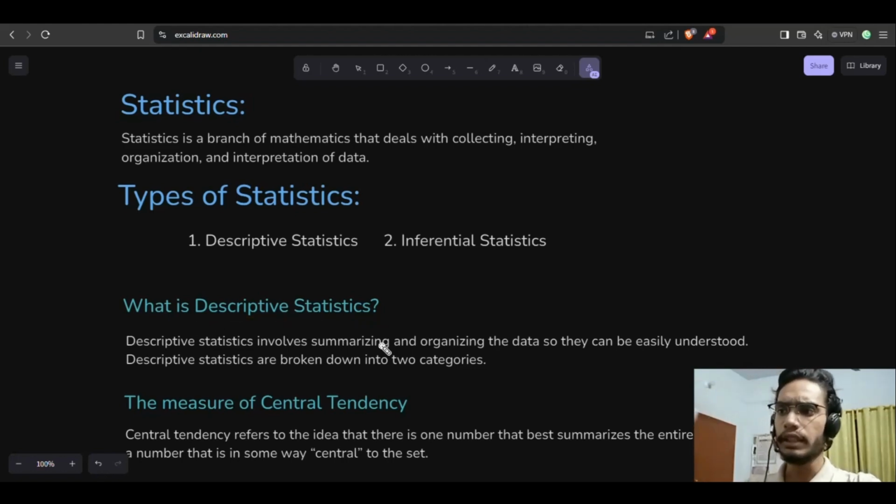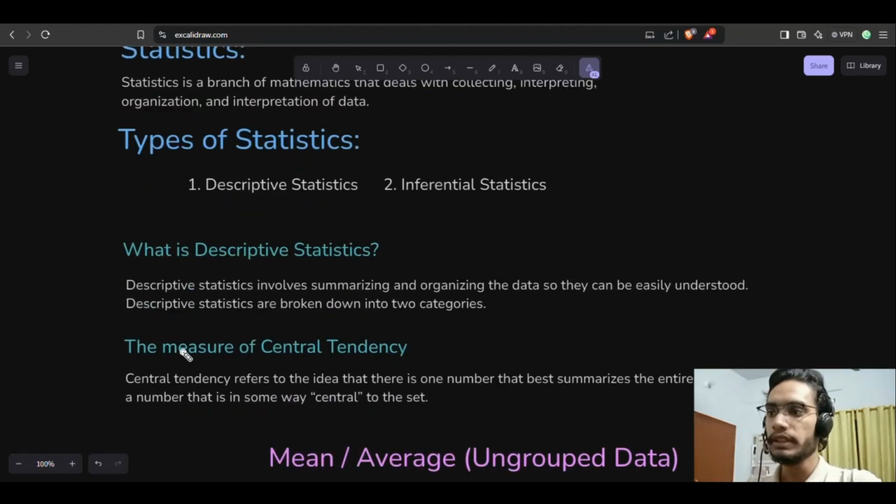Now, what is descriptive statistics? It involves summarizing and organizing the data so it can easily be understood, right? So we have the data, and we have to summarize and organize that data. If we have data about the employees working in a company, before anything else we have to organize that data. We have to do some calculations on it, like how many employees there are, and what the mean of the numbers is. This is all about descriptive statistics.